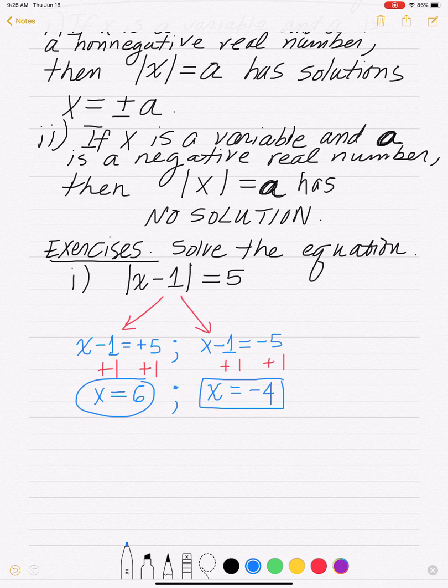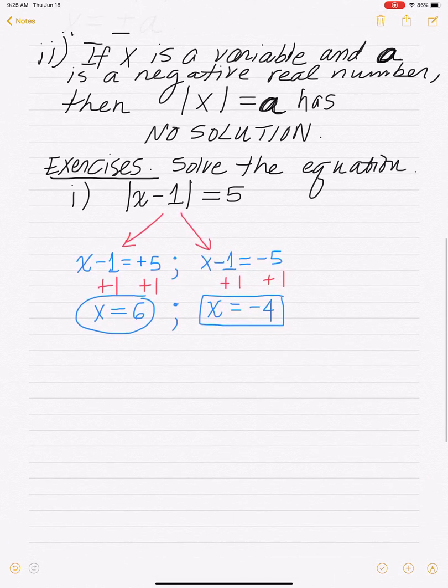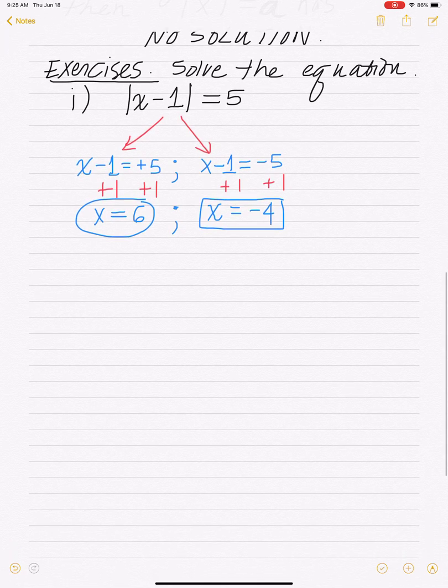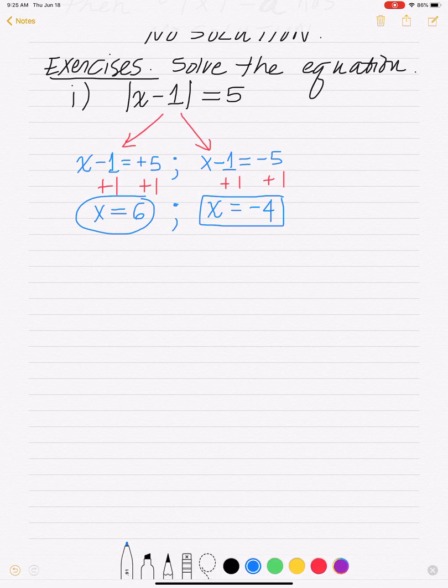You can check your answers if you want, but you really don't need to check these. You will never have any problems. If you remember when you're doing square root equations, radical equations, sometimes some of them wouldn't check out. In this case, that'll never happen. Your solutions will always be actual solutions.